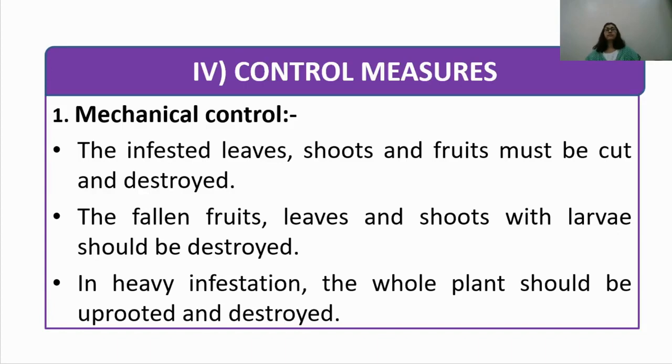Control measures. First is mechanical control. The infested leaves, shoots, fruits must be cut and destroyed. The fallen fruits, leaves, shoots with larvae should be destroyed. In heavy infestation, the whole plant should be uprooted and destroyed.